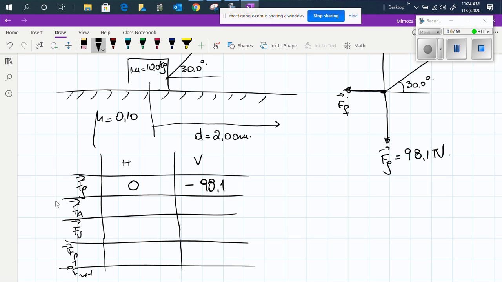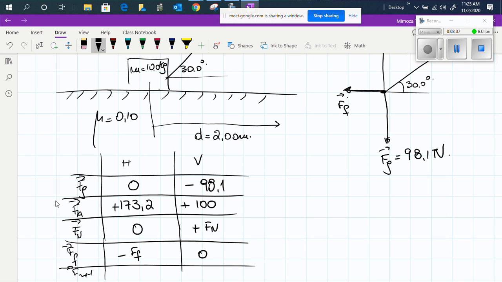Force applied, the horizontal will be 200 times cosine 30, and it is positive 173.2 newtons, and the vertical will be positive as well. So it will be 200 times sine 30, which is positive 100. Force normal in the horizontal is 0, in the vertical is positive force normal. Force of friction in the horizontal is negative force of friction, in the vertical is equal to 0.